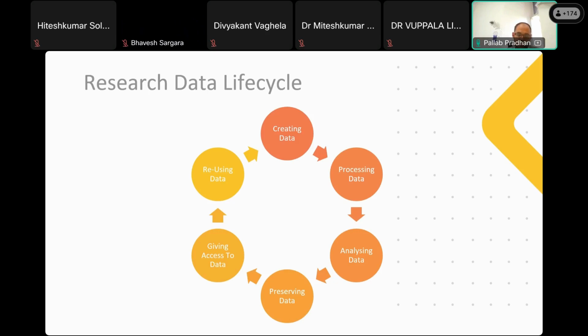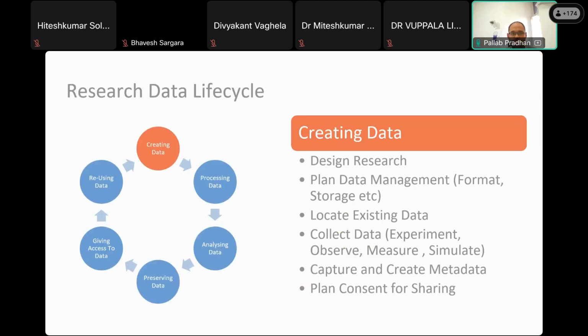So these are the cycles they need to go through while conducting research. This is called the research data life cycle. So we'll see them one by one.